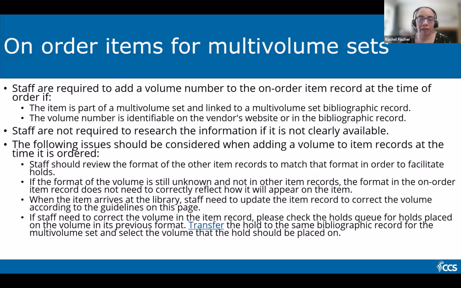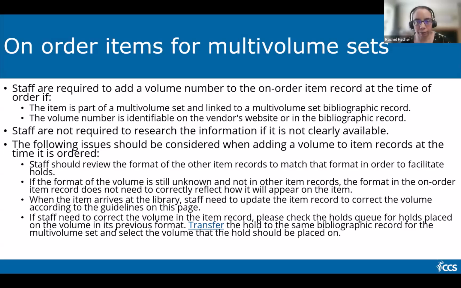So in 2025, the Acquisitions Technical Group passed a motion for a new requirement for items linked to multi-volume set records. Staff are required to add a volume number to the on-order item record at the time it is ordered if it is linked to a multi-volume set and the number is identifiable on the vendor's website or bibliographic record. However, staff aren't required to research it if the information isn't clearly available.